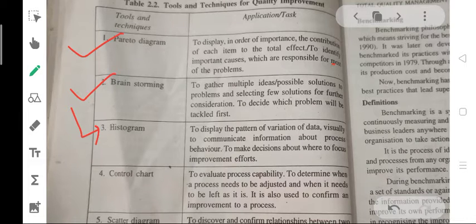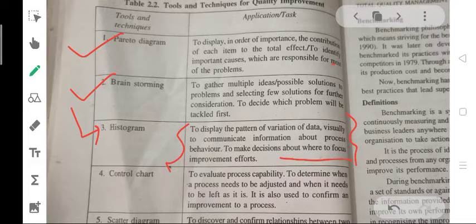What is a histogram? In a histogram, to display the pattern of variation of data, usually to communicate information about process behavior, and also to make decisions about where to focus improvement efforts.